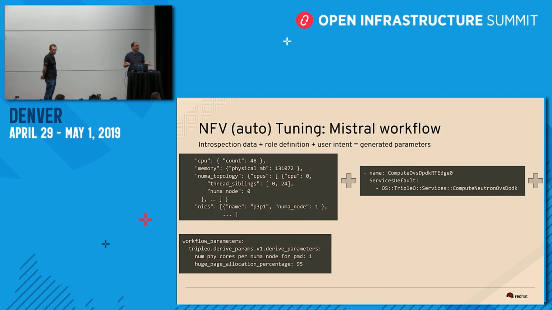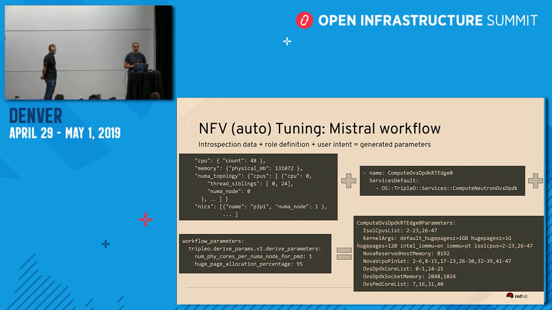And for every single role, we need some input parameters because, for OVS-DPDK, we may have one or more PMDs per NUMA node, even if we suggest using only one. And for the huge page allocation percentage, we can use maybe 50%, maybe more. It's up to you to decide. Based on all those three elements, we will have the generated parameters. And we'll have a live demo of this one as well.